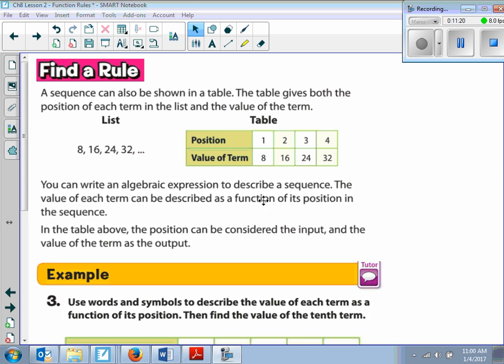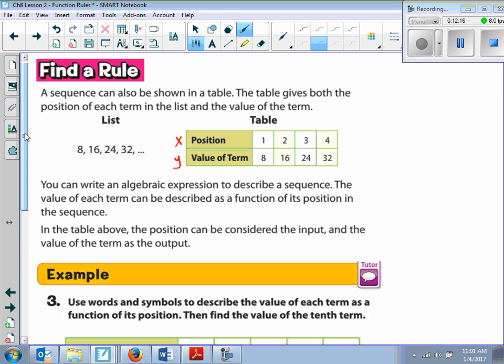Got it? It says you can write an algebraic expression to describe a sequence. The value of each term can be described as a function of its position in the sequence. So that means that the position, you're going to perform an operation on it to get to the value. All right. Now, in this table up here, it says the position can be considered the input value and the value the output. So if the position is the input, which variable is that? If it's the input, it is the x. And if it's the output, it's the y. Is everybody clear? All right.